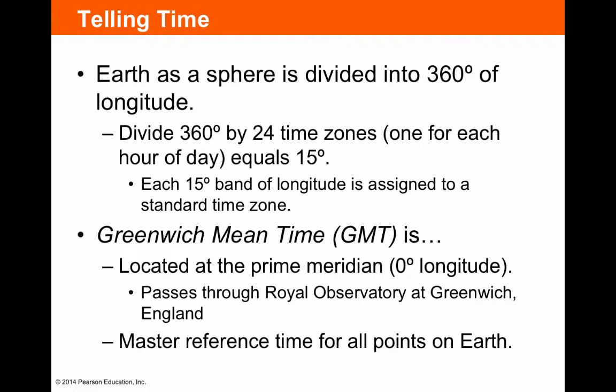So the Earth as a sphere is divided into 360 degrees of longitude. Divide 360 degrees by 24 time zones, one for each hour of the day, and that equals 15 degrees per time zone. So each 15-degree band of longitude is assigned to a standard time zone.